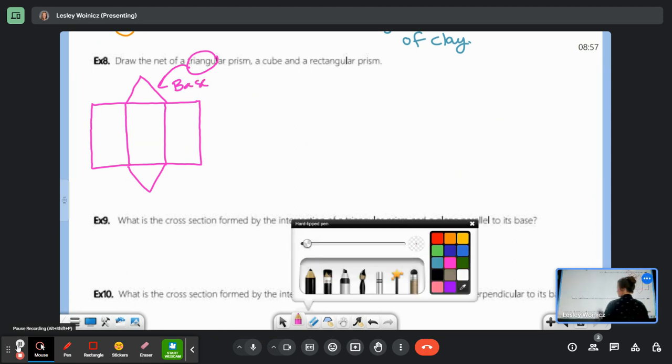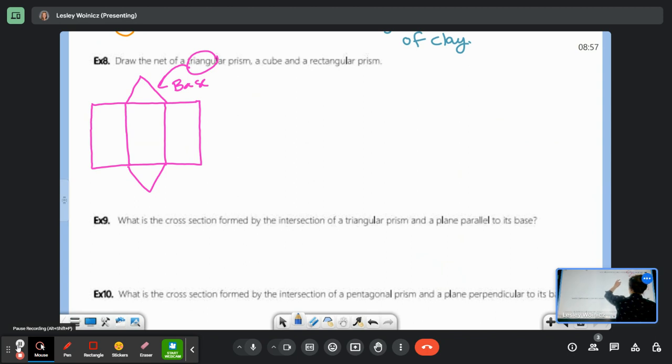Okay, a cube. Do your best with the cube. Oh, we're drawing a net. Oh my gosh. Okay, it's definitely Monday. Wow. Thanks, guys.